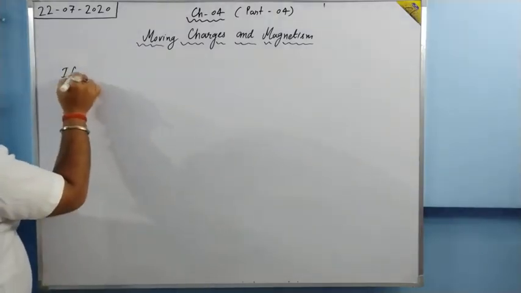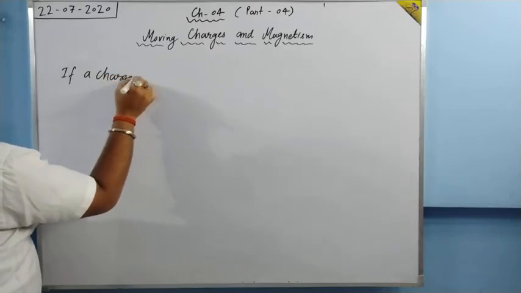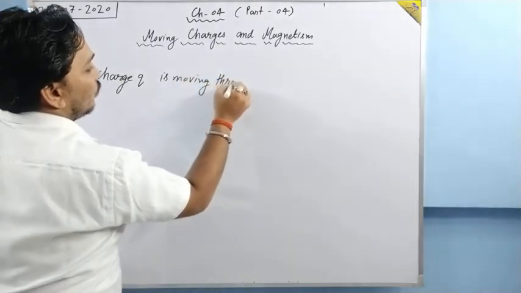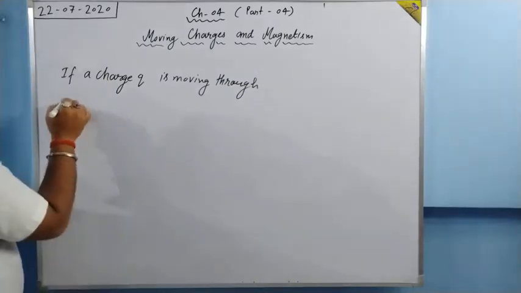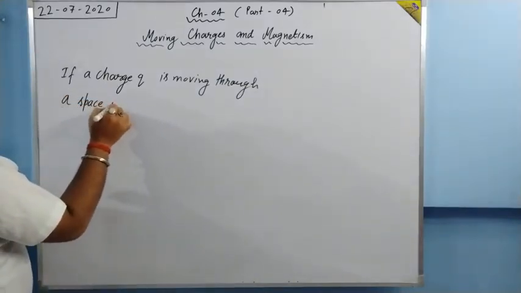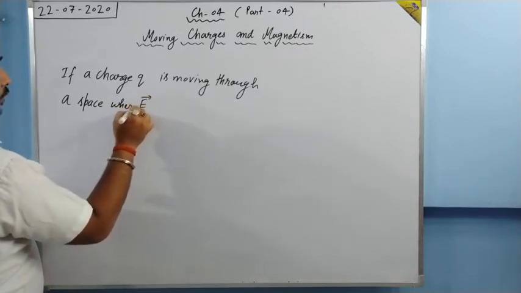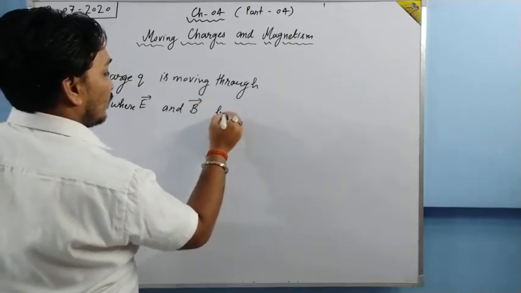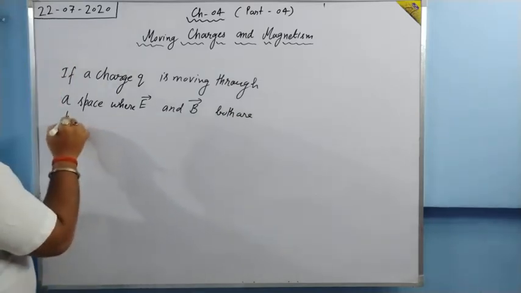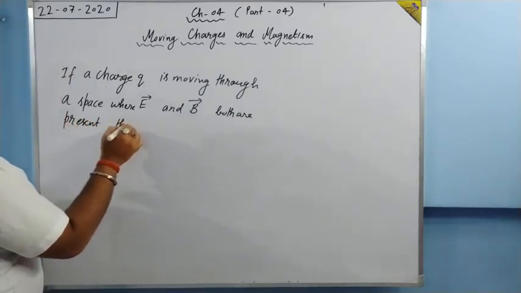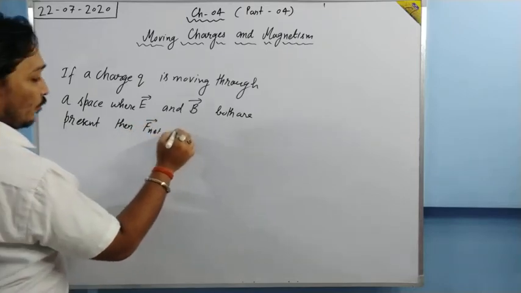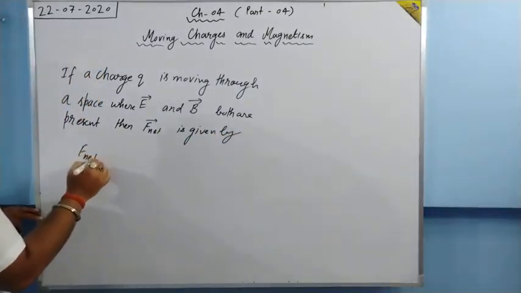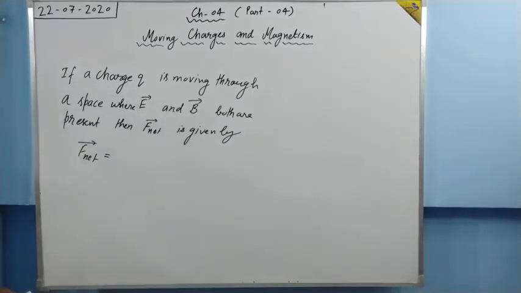If a charge Q is moving through a space where E vector and B vector both are present, then F net force is given by F net vector is equal to, now just see what will happen.